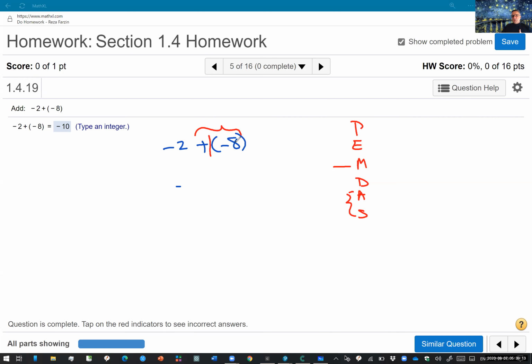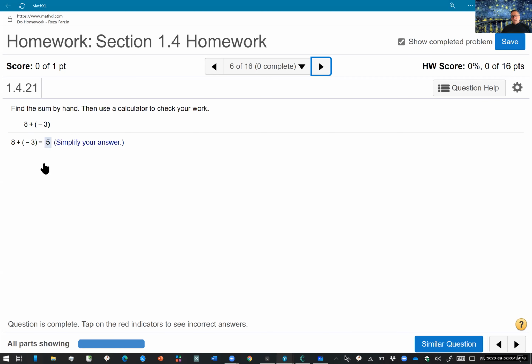So what's positive 1 times negative 8? Negative. So we get negative 2 minus 8. And what is this now? Well, they're the same sign. So the operation is addition. What do we get? 10, and we keep the common sign. So negative 10. Is that easy or what? Yes. Good. All right, let's go then.